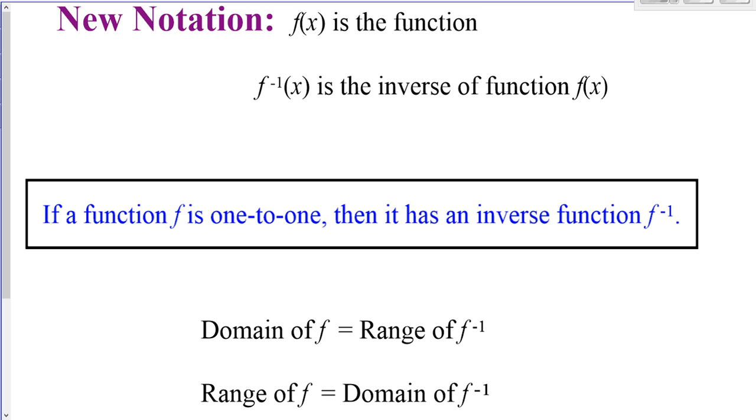So the notation that we're going to use when we're talking about inverses, okay? If f of x is your function, f^-1, this is a superscript, kind of like a square or something like that, is the inverse function of f of x. So if a function f is one-to-one, then it has an inverse function. Not all functions will have an inverse function.